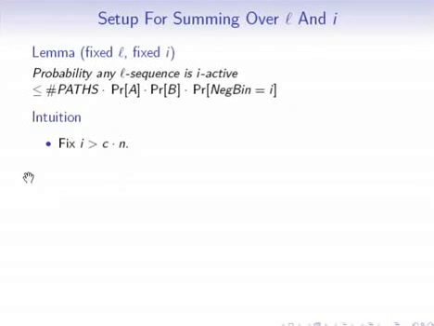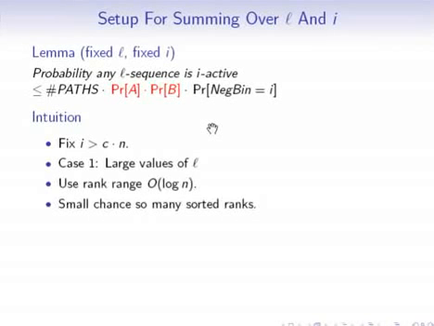So what we're going to want to do is sum over all I's that are bigger than a constant times n, and we're going to split the analysis into two cases. First, we're going to consider very large values of L. In this case, the first two terms, the probability of A times the probability of B, are going to be very small. Why is this? For very large values of L, the sequence is very long. That means we have to have many, many sorted ranks, and the probability of this would be small.